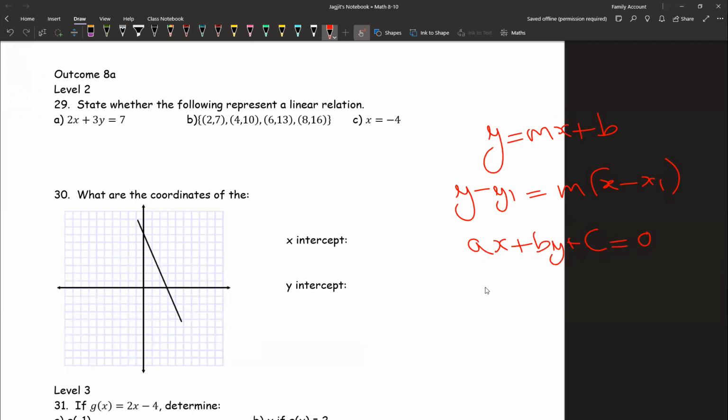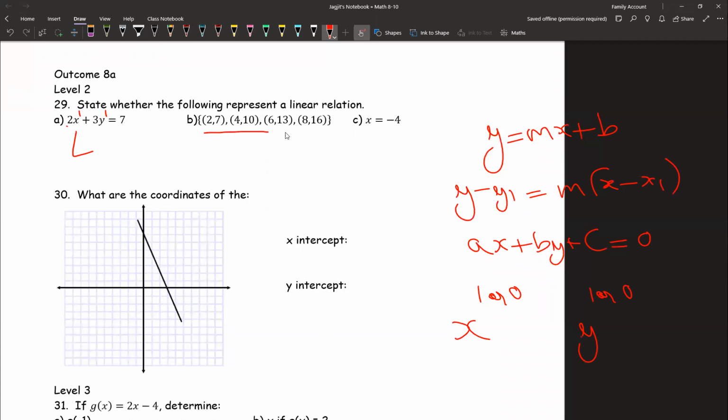But the best way to think about it is, if the exponent of x is 1 or 0, or the power of y is 1 or 0, it is linear. Anything higher will be quadratic or cubic. Okay, look at that. Power of x is 1, power of y is 1, so this is definitely linear.